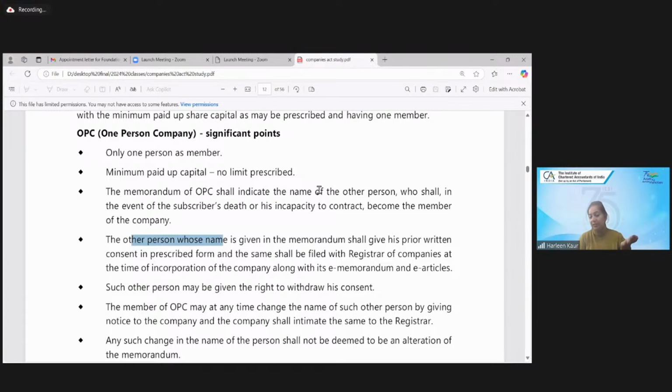It is a body with which we have to get registered when you incorporate a company. Tomorrow, in the next lecture, we'll be doing the steps for incorporation, so I'll tell you how the company is incorporated. You have to file all your documentation with the registrar of companies and a certificate of incorporation is given to you. So for doing all these filings, a written consent of the nominee also needs to be filed in case of an OPC with the ROC.